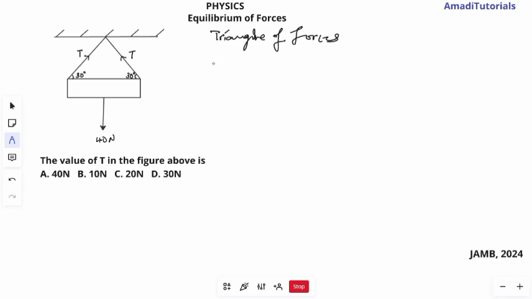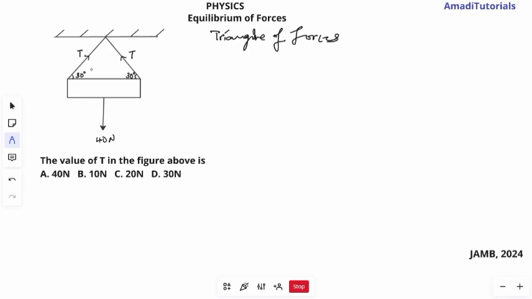The rule of triangle of forces says that when three forces act on a particular body to keep it in equilibrium, or to keep it in a stable position, those three forces can be represented by the three sides of a triangle.